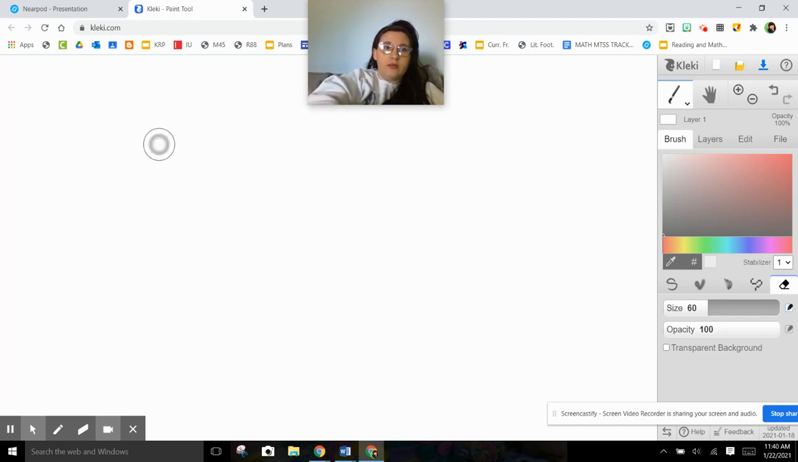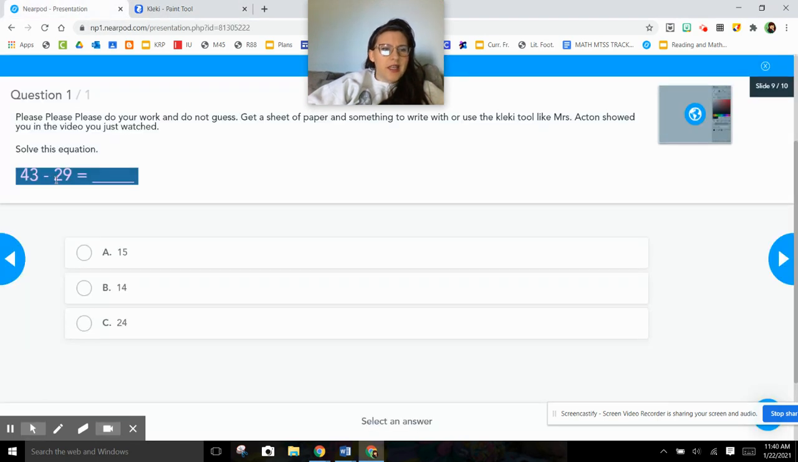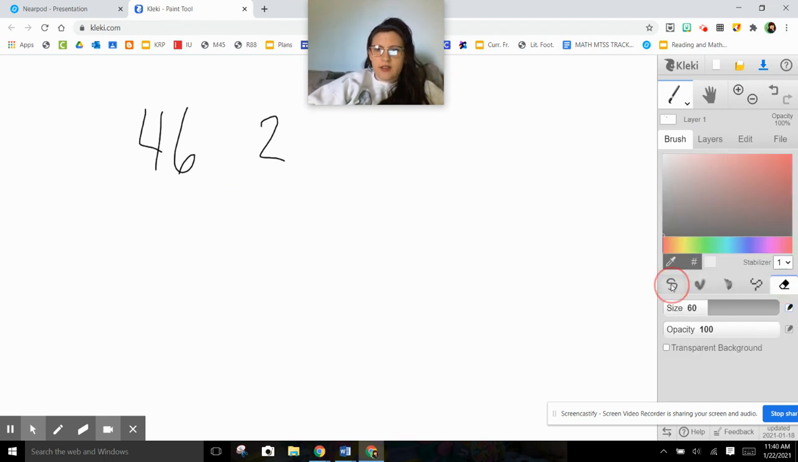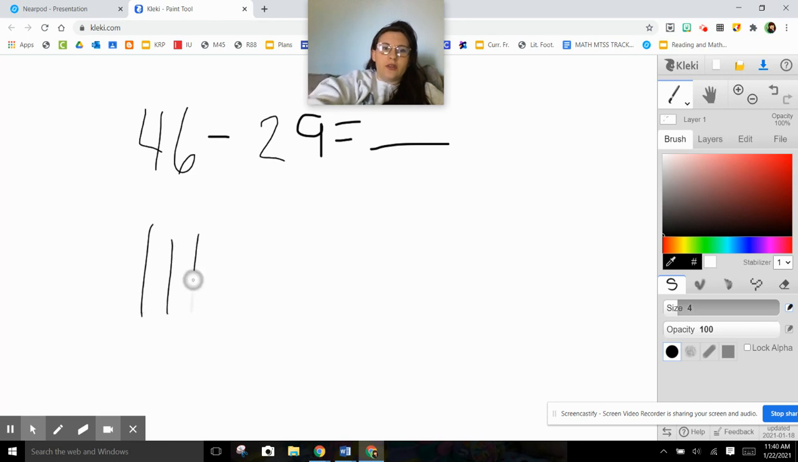So you should make the number, oh, I have the eraser still on. It's a subtraction, Miss Acton. 43 minus 29. I need to erase that. Grab my pen tool again. Minus 29 equals, and this is where you're going to solve your equation. So then you start drawing your models and get it going and solve your equation.